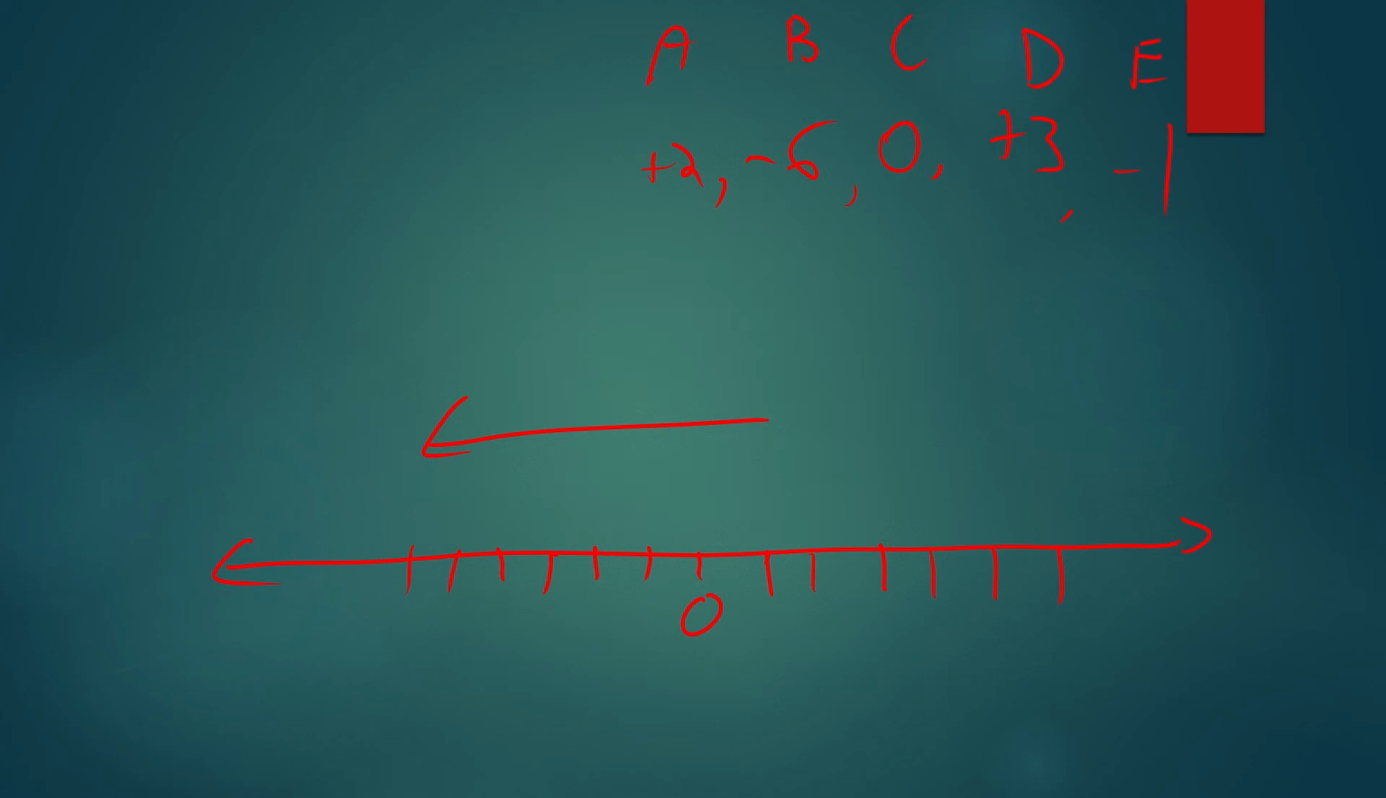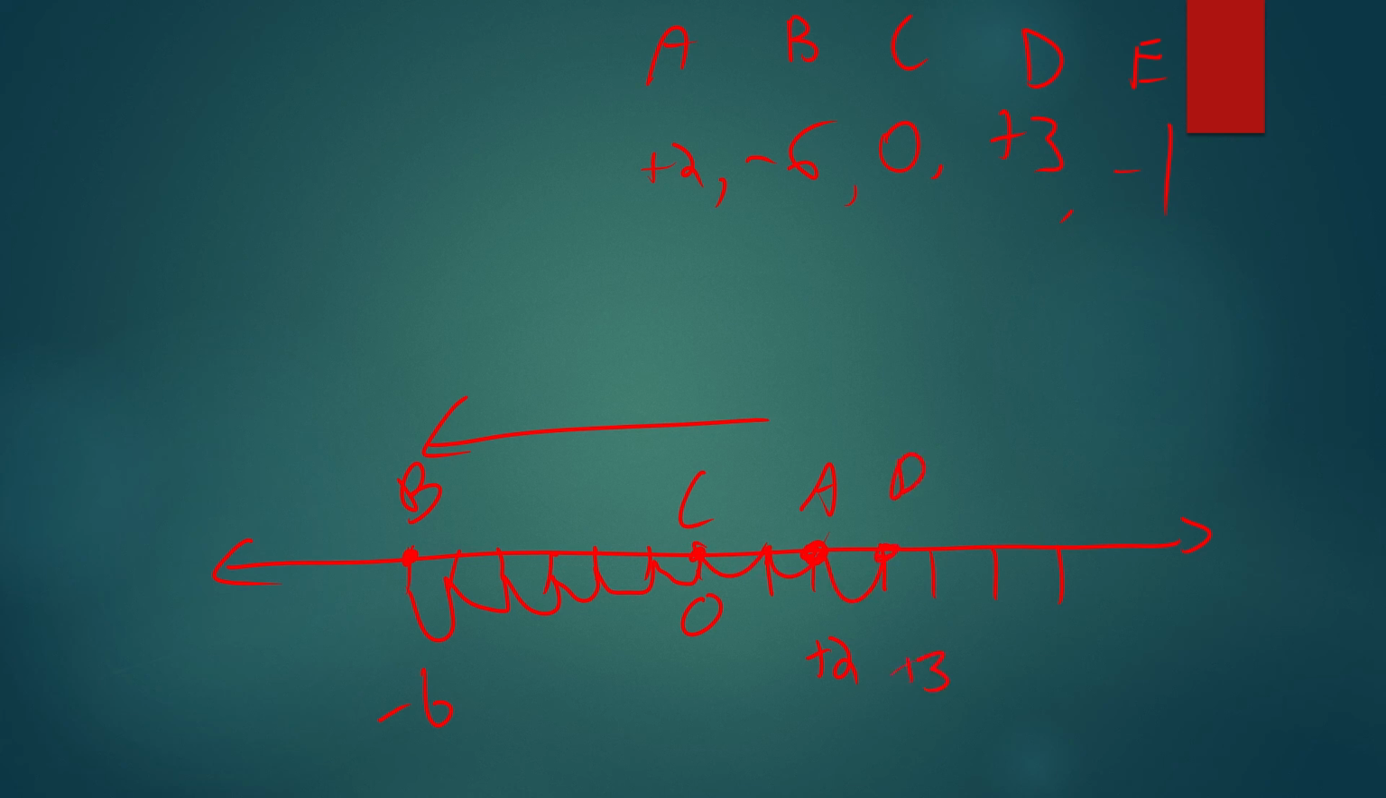What I normally do is I go through and pinpoint them first. So I'm going to go through A. 0's right here. So we're going to go 1, 2. So A is right here, and it's plus 2. B, we're going to go all the way here. We're going to go 1, 2, 3, 4, 5, 6. Bam. B, negative 6. Now we're going to go C. Well, C is easy. It's 0. Now D, plus 3. 1, 2, 3. D is right here, plus 3.